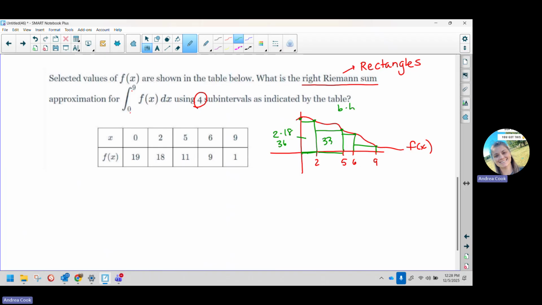And then 1 times 9, so 9, and 3 times 1, which is 3. So the estimate from 0 to 9 of f of x dx is 36 plus 33 plus 9 plus 3, which is what? 81.